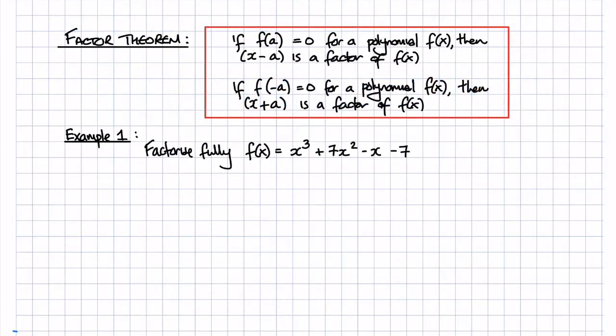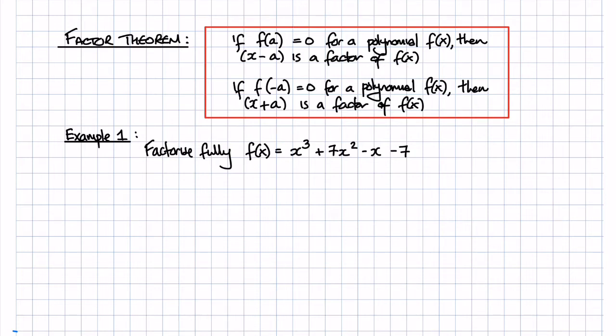Hi, in this tutorial we're going to be revising factor theorem. Just as a reminder, what does the factor theorem say? Well, the factor theorem states that if for a given polynomial f of x, which could be a polynomial of degree 2, a quadratic polynomial, or a polynomial of degree 3, a cubic polynomial, if f of a is equal to 0, then x minus a will be a factor of f of x.